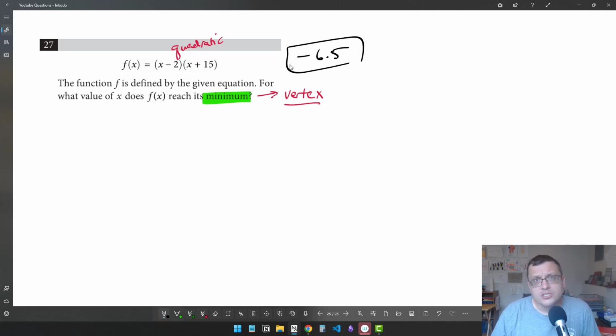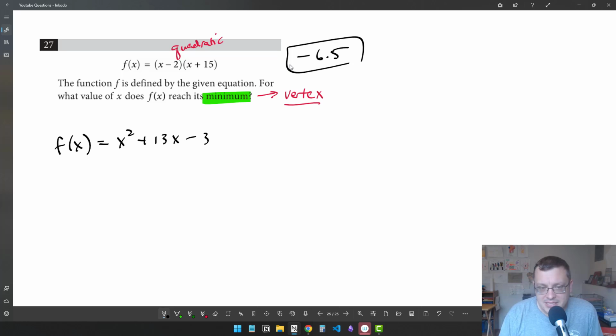Which way should we do first? Let's do the long way first, then the medium way, and then the fast way. So the long way is going to be, let's FOIL this out. So f of x will be x squared plus 13x minus 30. And then what we're going to do is complete the square, right? If we complete the square, this will put it into the vertex form. And then we'll find the vertex. And then in this case, we want the x value of the vertex because we want the value of x for which this reaches its minimum. And then we're good to go.